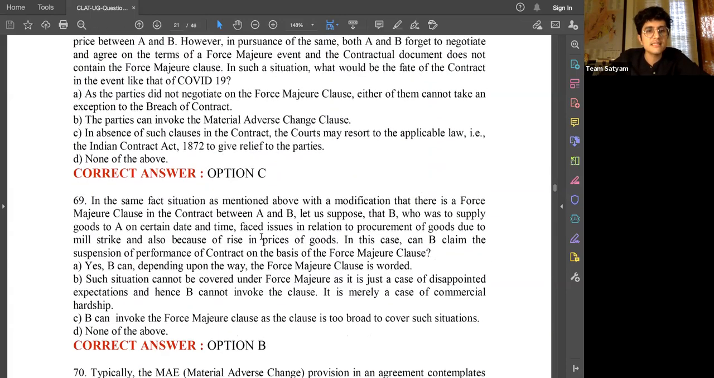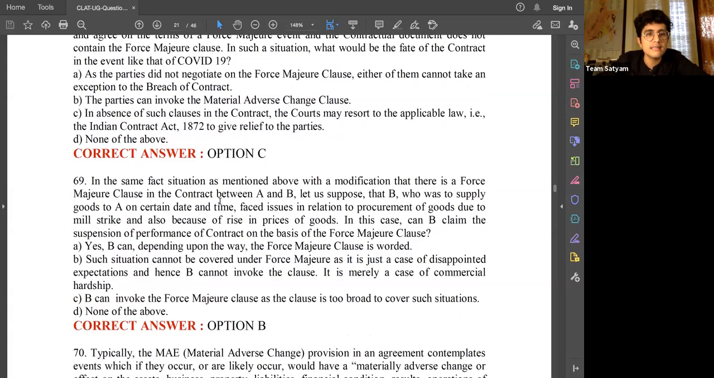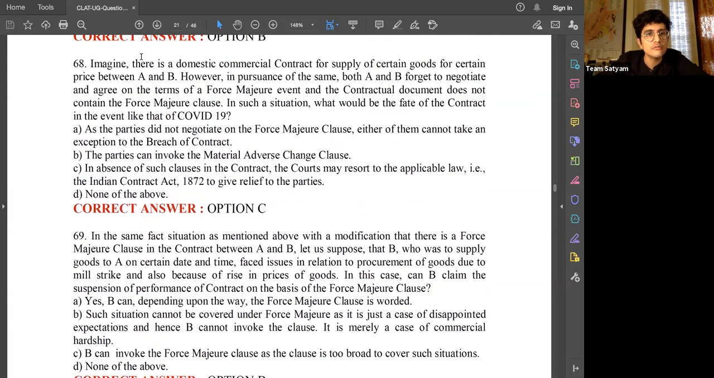All right, so question 69 is relating to a factual situation from question 68 itself. Question 69 is that in the same factual situation as mentioned in question 68, suppose that there is a modification, that there is a force majeure clause in the contract between A and B, and that B, who was to supply goods to A on a certain date and time, faced issues in relation to procurement of goods due to a mill strike and also because of a rise in price of goods.